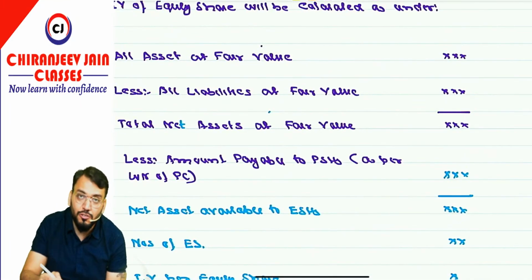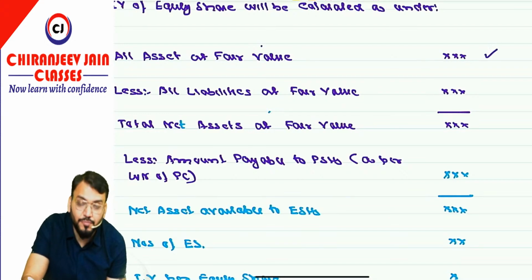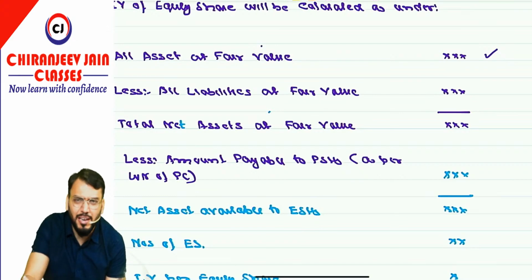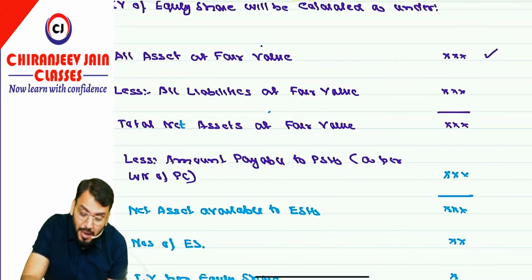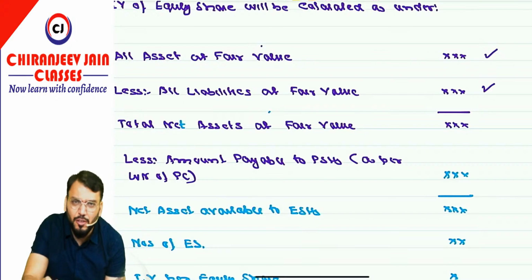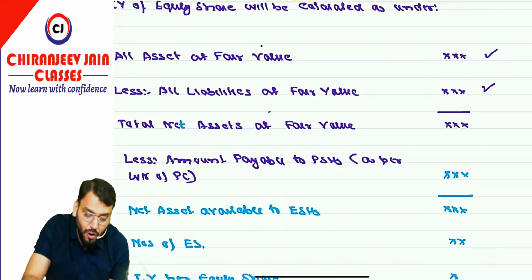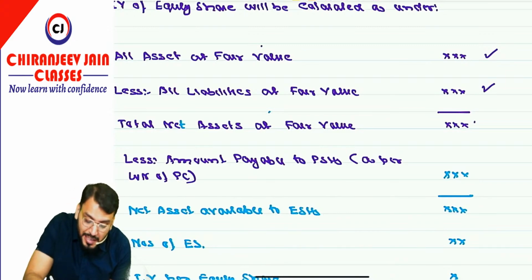The formula is: take all assets at fair value, minus all liabilities at fair value. Fair value means current value or agreed value. In the amalgamation chapter normally we call it agreed value. So all assets at fair value minus all liabilities at fair value will be the total net asset at fair value.